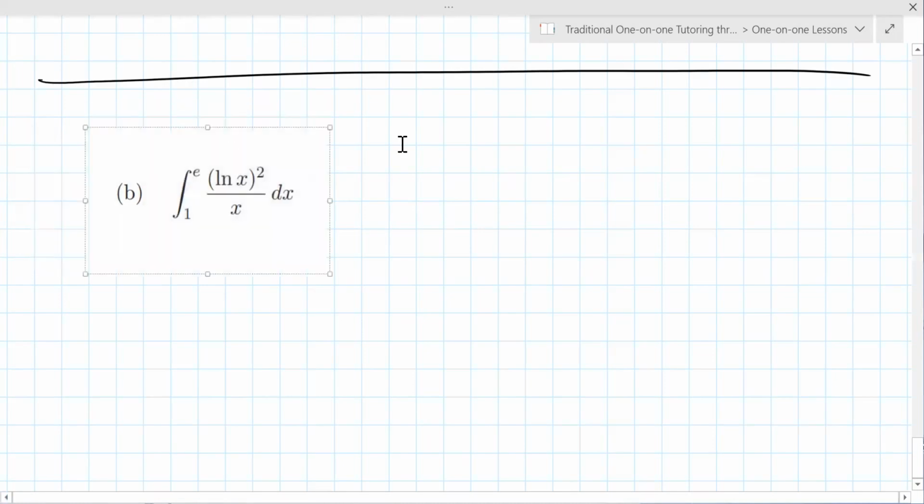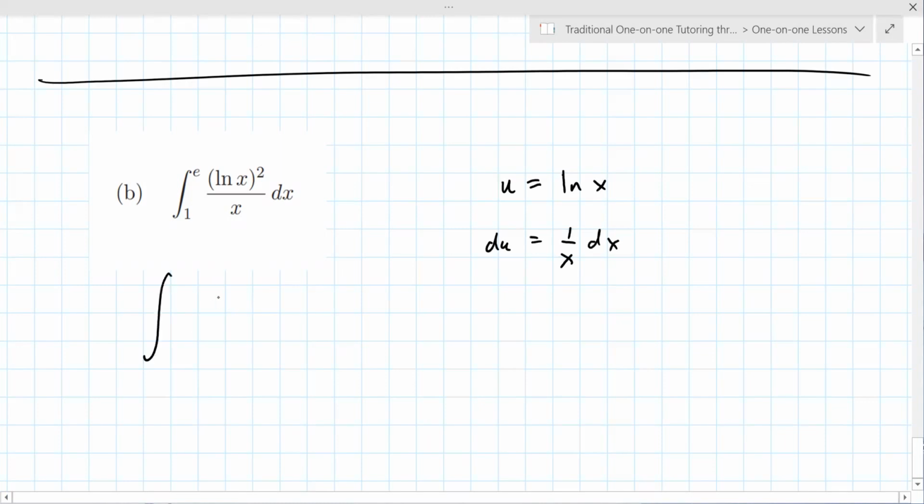Look it over, maybe write a few things down, but give me what you think this would be. What is the integration method here? U sub. Okay, what would your u be? Natural log x. Okay, and then du is 1 over x, which is nice because it's in there.